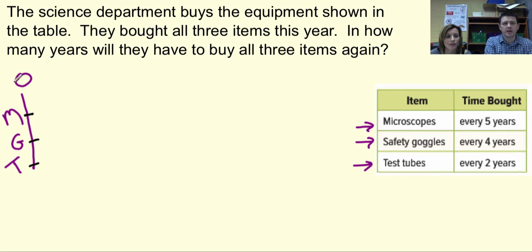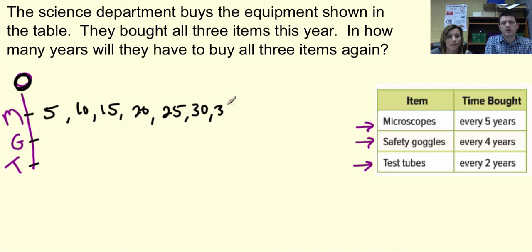All right, so we're starting at year 0. We bought all of these. We want to know when we are going to buy them again. So we're counting out into the future. Microscopes are every 5 years. So 5 years later I'm going to buy them, and then 10 years, 15 years, 20 years. So I'm just counting by 5s. We never know how far to go, and we can always add some more later if we need to. Right. So for goggles, we're going by 4s.